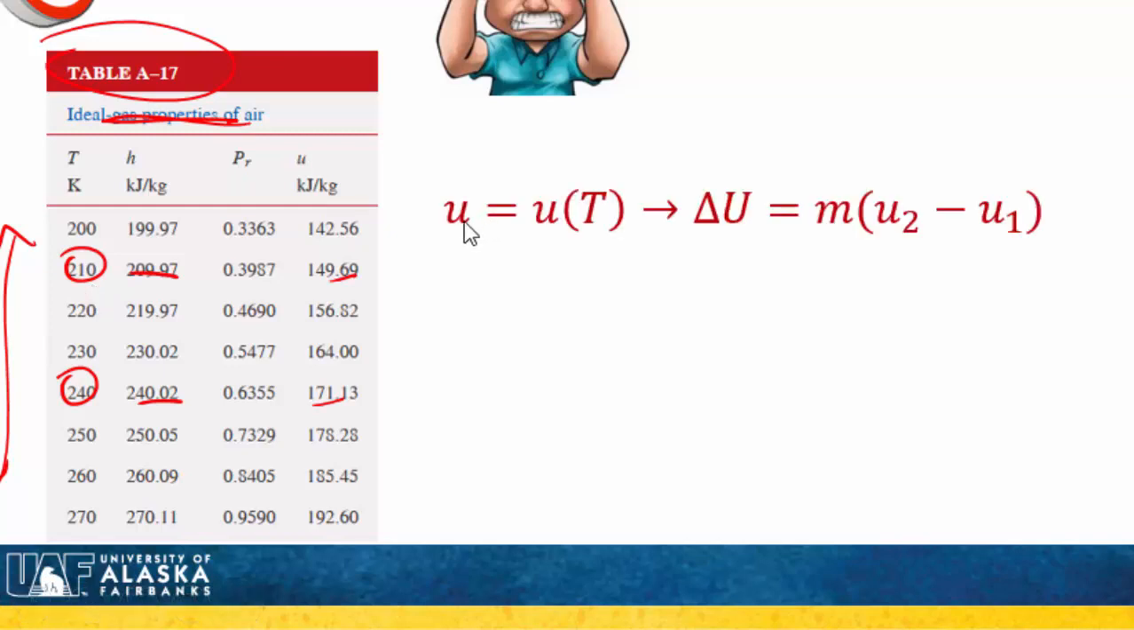Remember, internal energy for an ideal gas is only a function of temperature. You simply look up your two energy values off a table like that, and you can find out what your change in internal energy is. Same thing happens with enthalpy. This first column over here is enthalpy. The third column over there is internal energy. You can just look up those values and plug them right in.